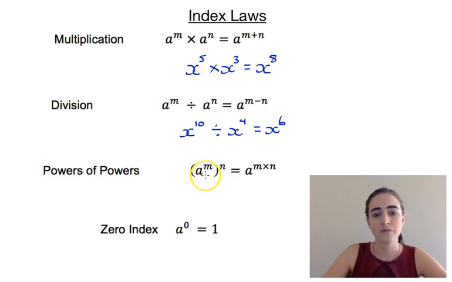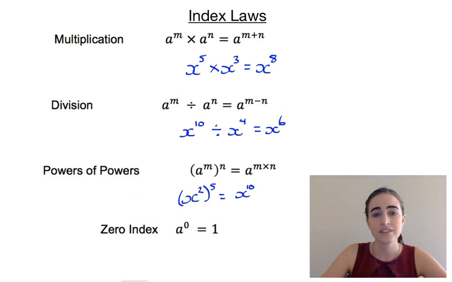The next one is powers of powers. So if we've got a term to a power, and then that whole thing to another power, that's the same thing as that same base with those two powers multiplied together. So for example, if we had x squared to the power of 5, that's the same thing as having x to the power of 10.